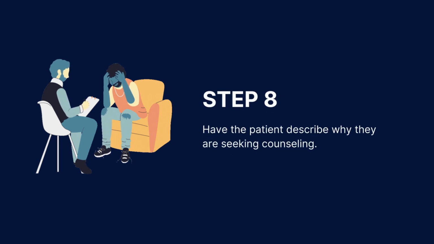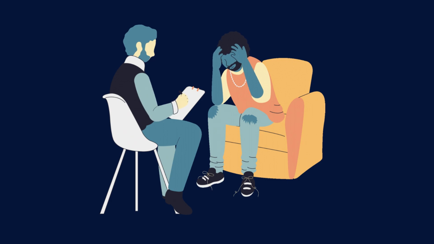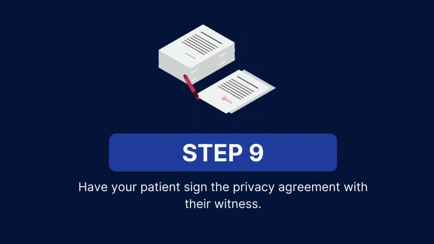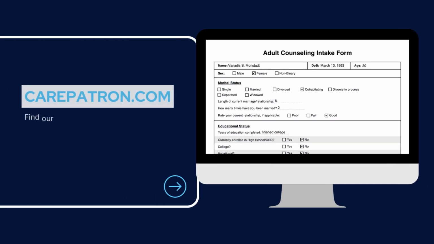Next is reason for seeking counseling. The patient will describe the problem they are dealing with that they want to seek counseling for and what they would like the result to be from their counseling sessions. The last part is a privacy agreement. For this template, there will be a general privacy agreement section that will be signed by the patient and their witness. Here is a sample of our adult counseling intake form, which you can find on our Carepatron platform.